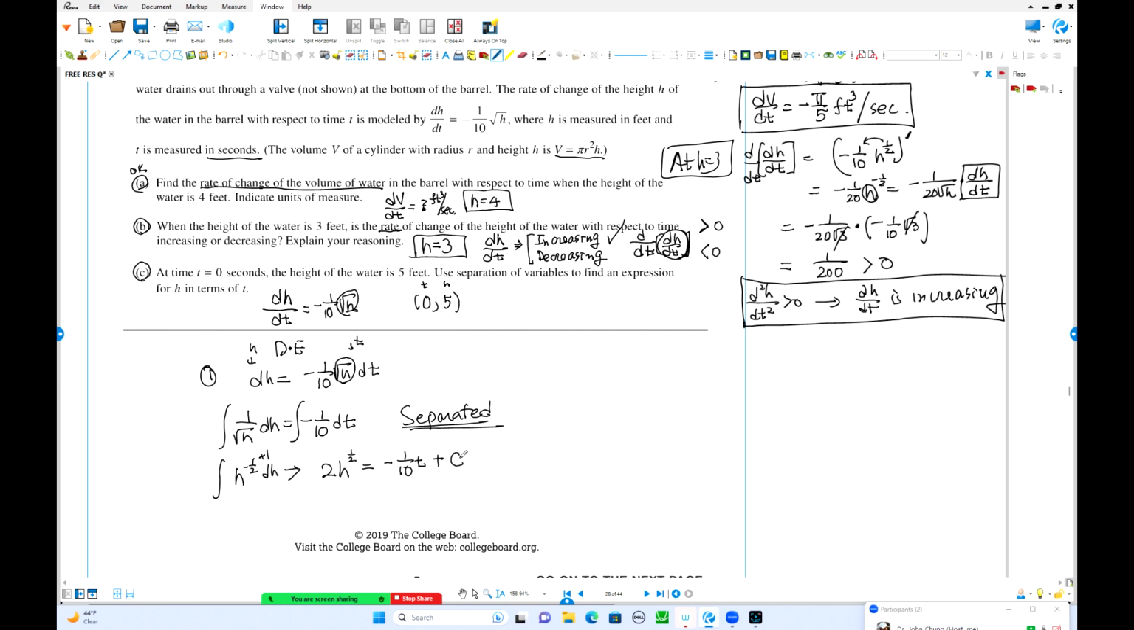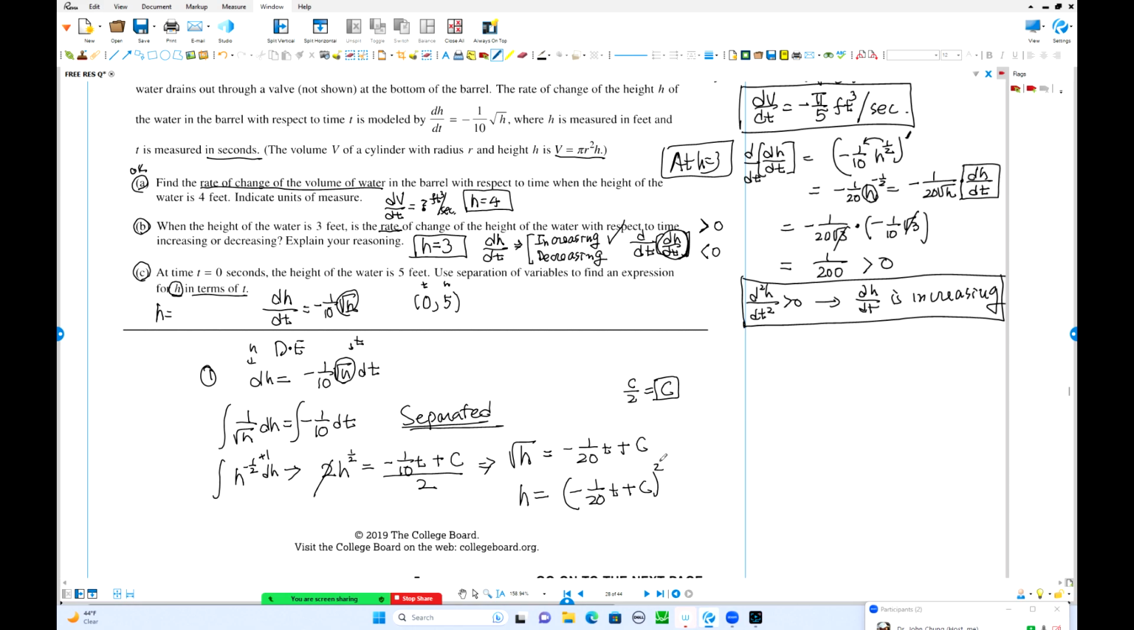Okay, so we're going to express h in terms of t. They are asking you to express h, h equals. We can divide by 2 first. When you divide by 2, h to the 1 half, that's square root h, equals negative 1 over 20 t plus c over 2. C over 2 is still a constant, so we can just use c. It doesn't matter. After that, you square again. So h equals negative 1 over 20 t plus c, squared.